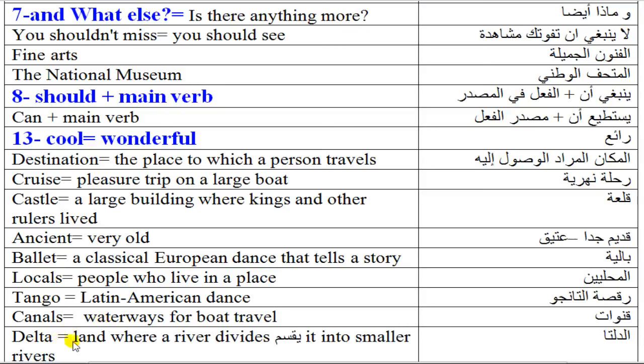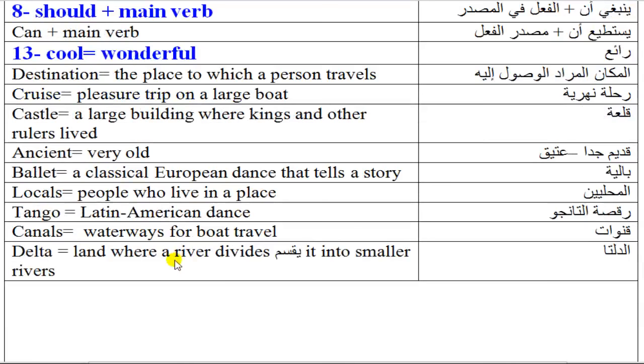Delta: a piece of land where a river divides into smaller rivers. You know, here in Egypt we have the Delta. The Nile divides it into small rivers, like the Rashid and Damietta branches. That's the end of the vocab book, Unit 11, Part 2.